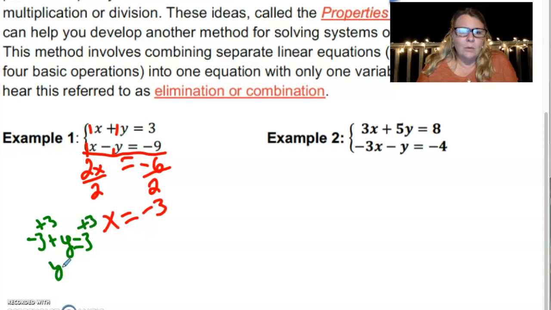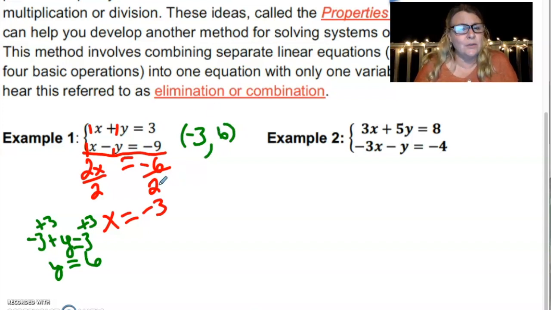And y would be equal to 6. So I think my answer to my equation is x is negative 3 and y is 6. I always want to check and make sure my answer is correct because I could have made any number of mistakes through here. So we're going to plug it back. We already plugged it into the first one, so we're going to plug it into the second one and see if we get a true statement.